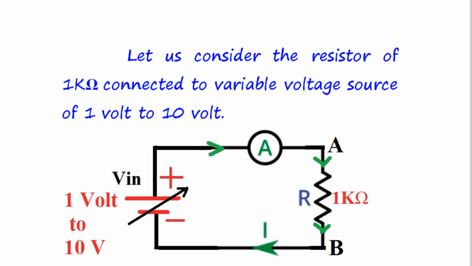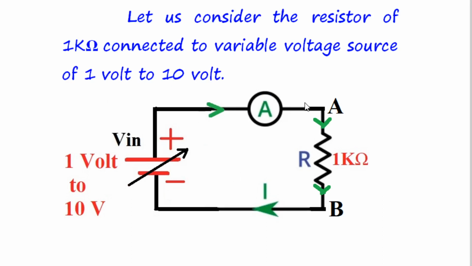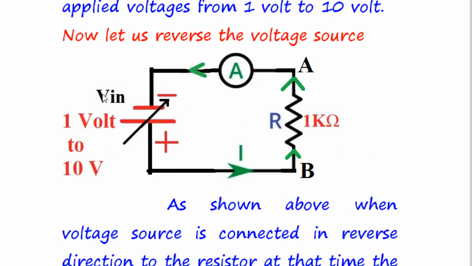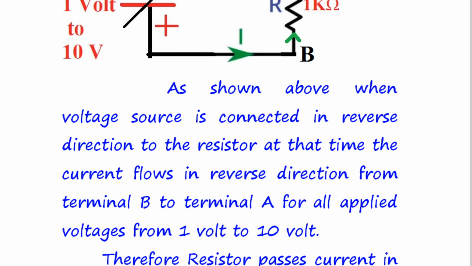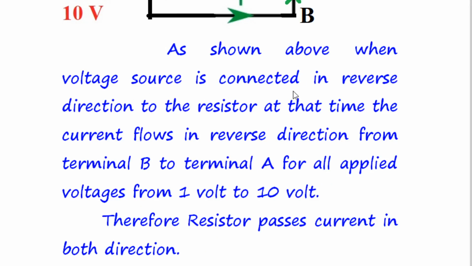Earlier the direction of current was from positive to negative. Now, because the voltage source is reversed, the direction of current is reversed, and the resistor is passing current in the reverse direction. As shown above, when the voltage source is connected in reverse direction to the resistor, current starts flowing in reverse direction from terminal B to terminal A for all applied voltages from 1 volt to 10 volt, or from 0 volt to 10 volt.